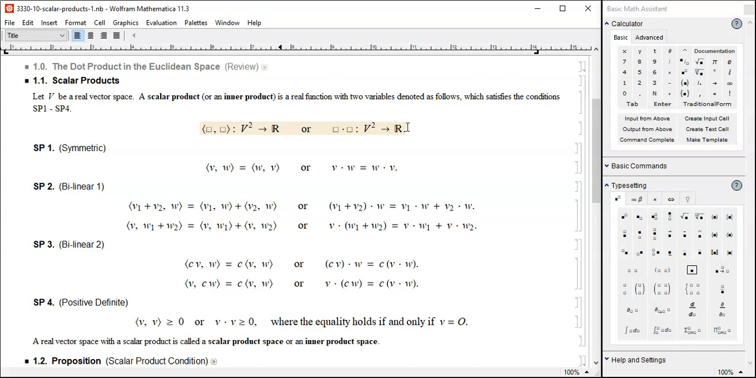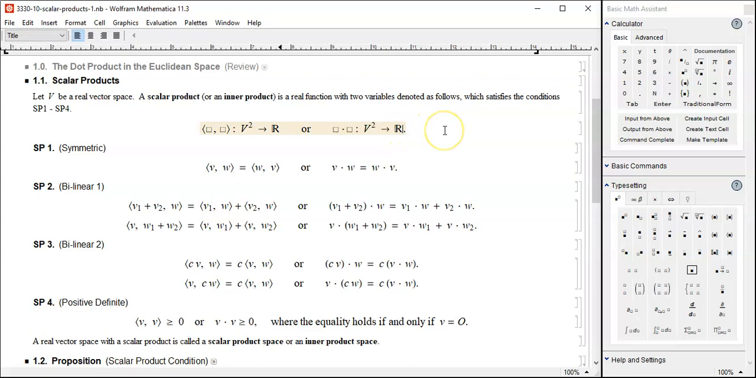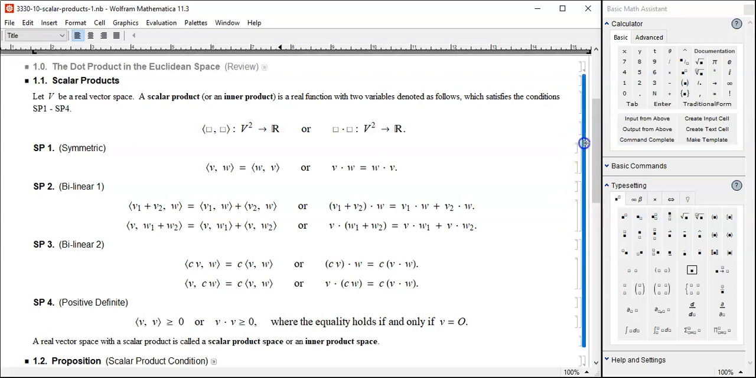And furthermore, we have to have these four properties: symmetric, bilinear 1 and 2, and positive definite. In short, a binary operation from V² to R that satisfies these four conditions, SP1 through SP4, is called a scalar product.